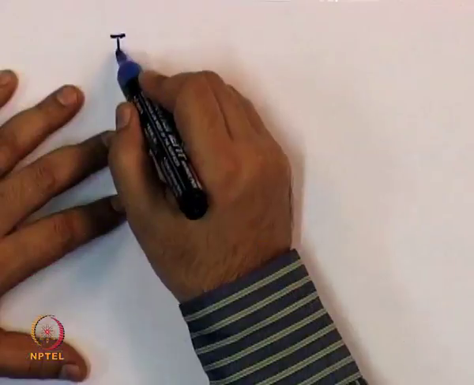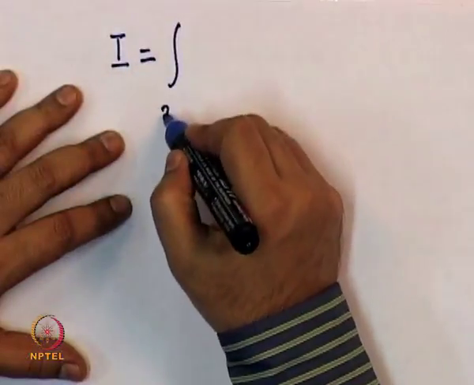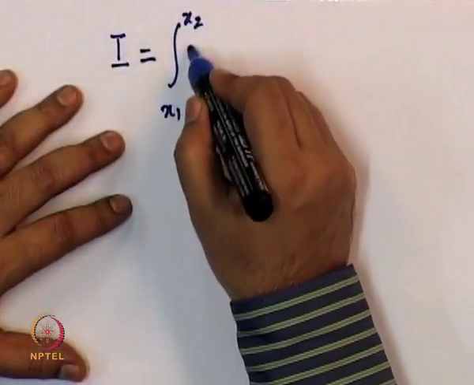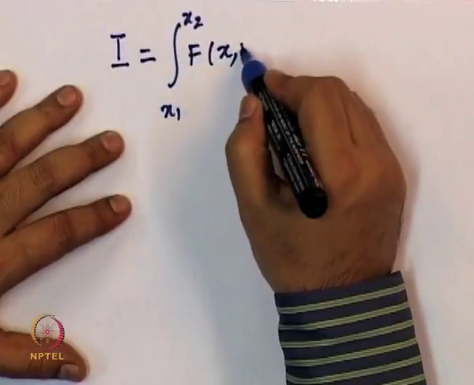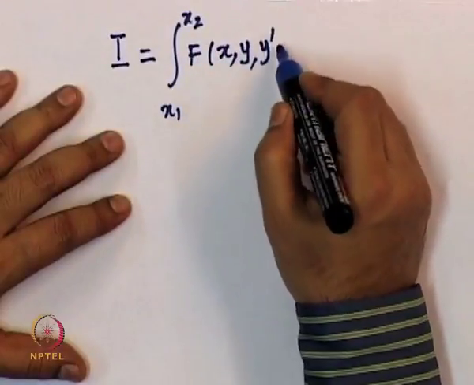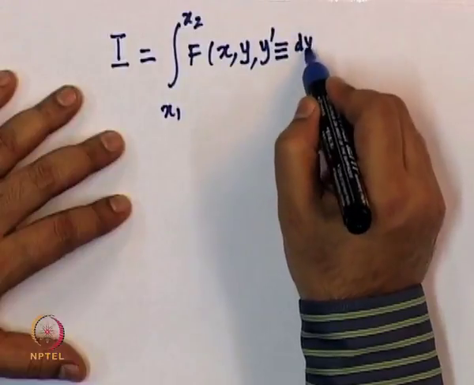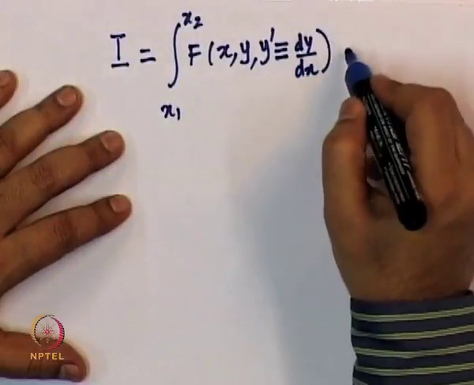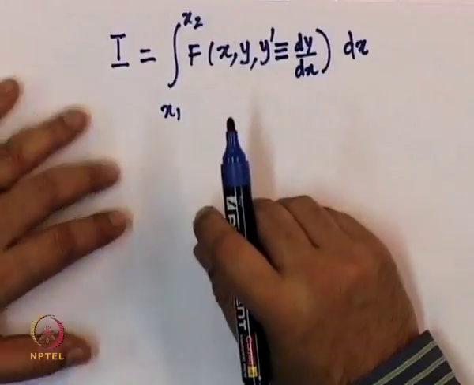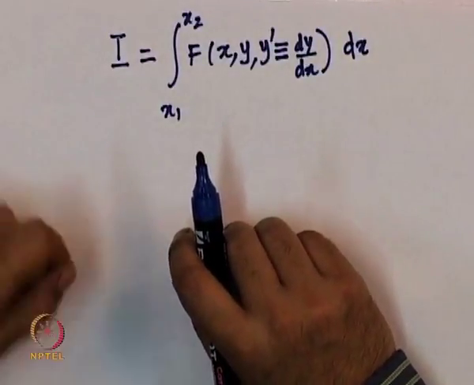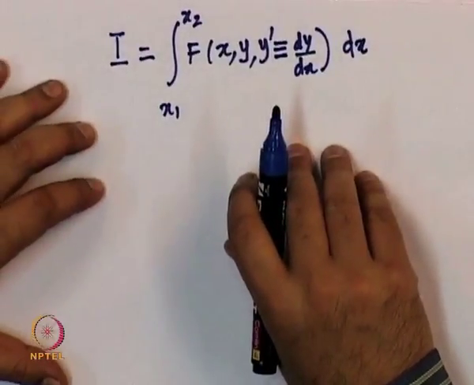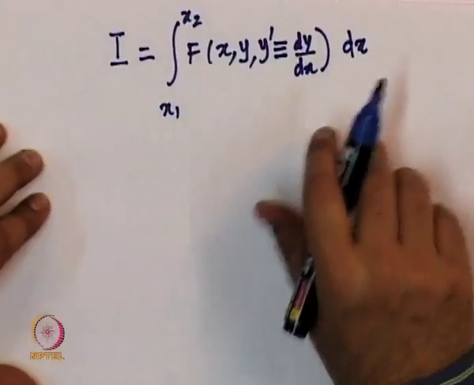Welcome. We are trying to look at the optimization of a functional, and let us consider a functional like this: I is equal to the integral from x1 to x2 of f of x, y, y prime, where y prime is nothing but dy by dx, dx. This is the functional which I want to optimize, which I want to extremize.